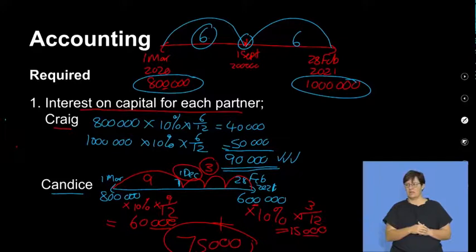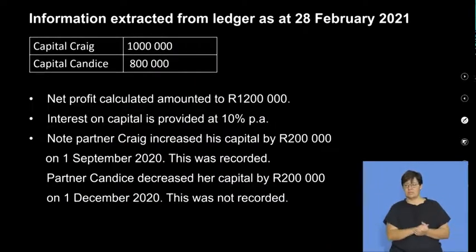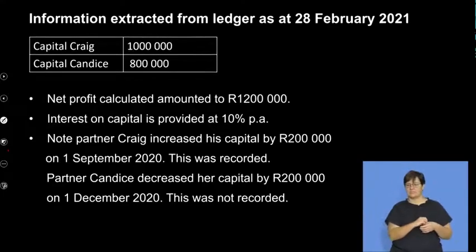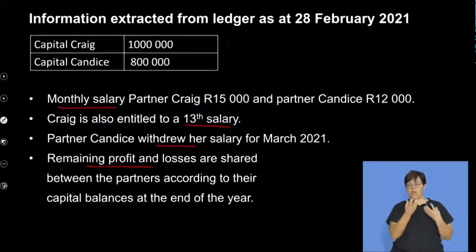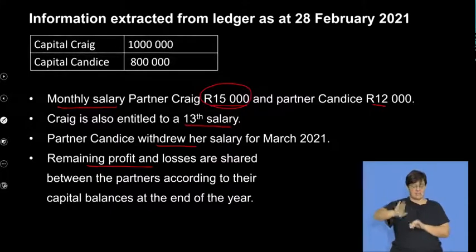So for our next question, let's look at the calculation that is required. Let's bring that this side quickly. Okay, so the next question, what have I done? There we go. We're now calculating the annual salary for each partner, Craig and Candace. Let's look at Craig first, and then we might take a quick break. Looking at the information given, the monthly salary for partner Craig is 15,000 and for partner Candace 12,000. So we're only worried about Craig for now.